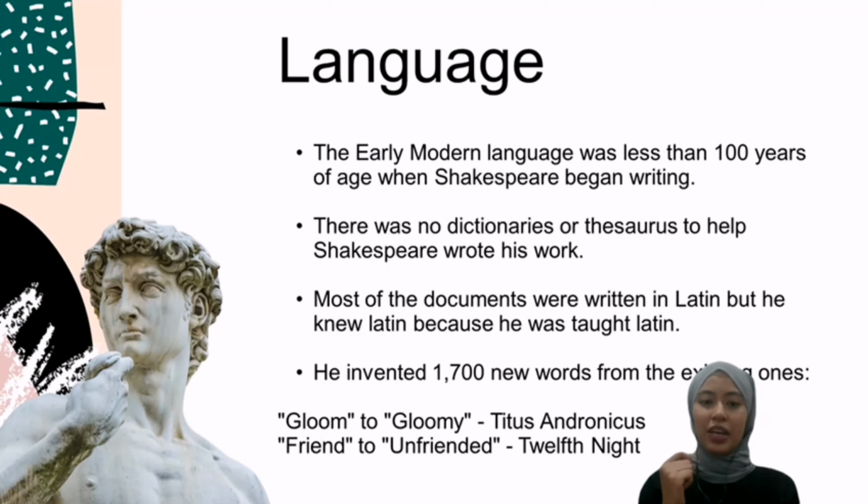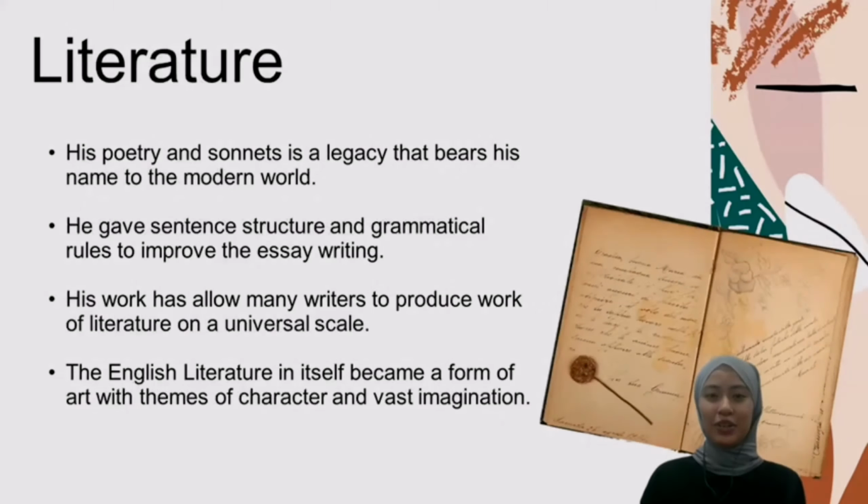For example, in Titus Andronicus, he took the origin word of gloom and created the word gloomy. This goes to show that there was a linguistic innovation that came from Shakespearean work. His poetry and sonnets are a legacy that bears his name even till today.